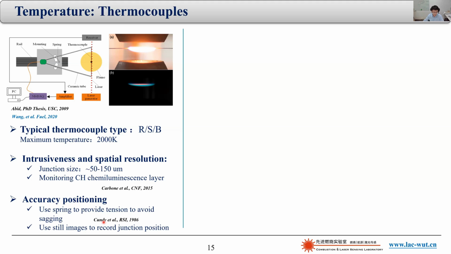Another thing you have to worry about is the accurate positioning. You have to know the exact position of the thermocouple, because otherwise the measured temperature will be completely distorted because of the very high temperature gradient. So two things can be done. The first thing, you can use a spring to provide tension to avoid the sagging of the thermocouple inside the flame. Second thing, you can use very high magnification images to record the actual junction positions and then do the corrections afterwards. These are some things you have to worry about.